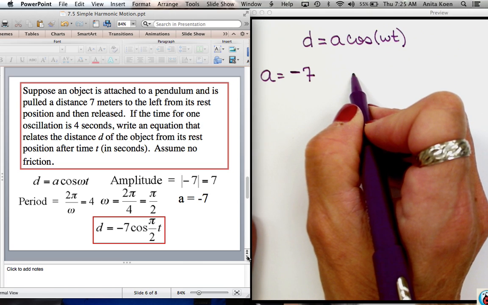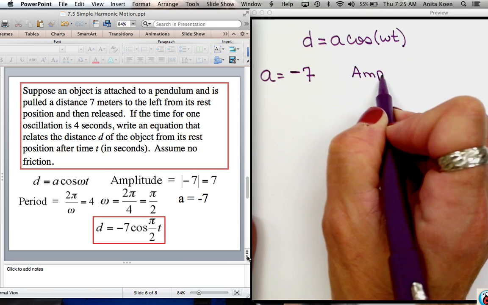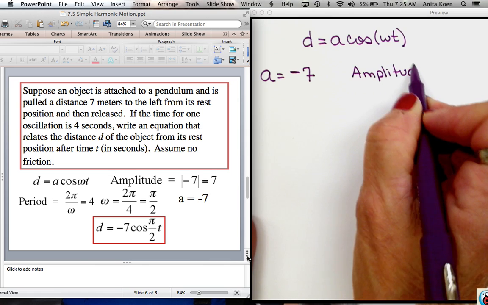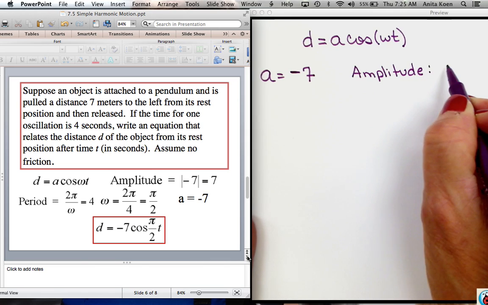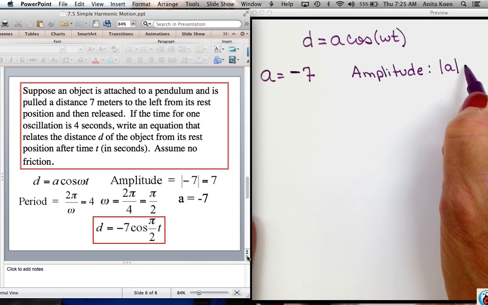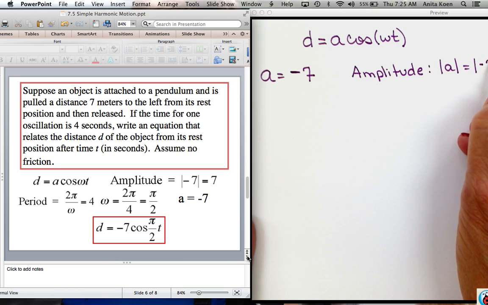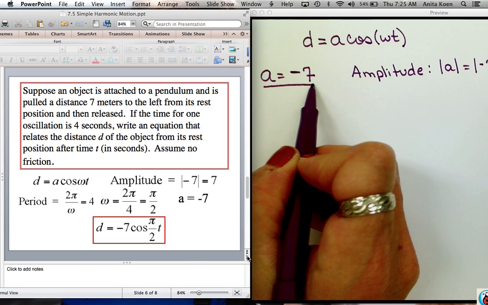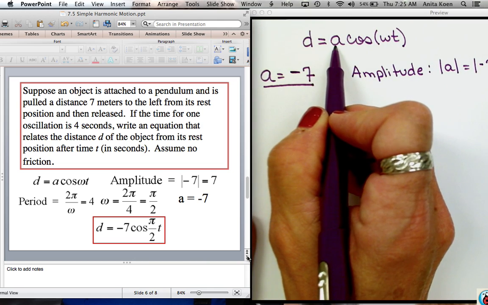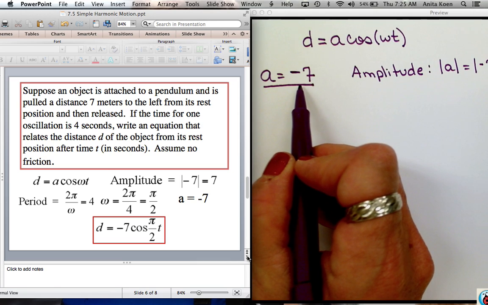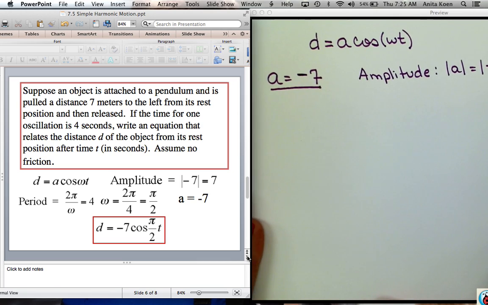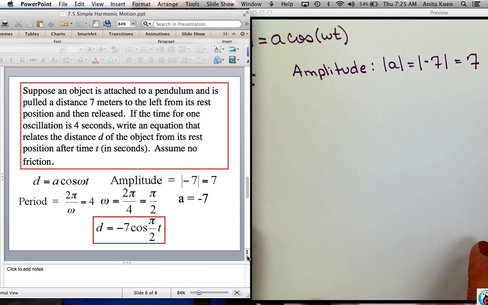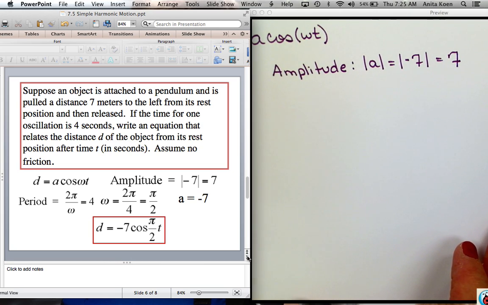From this, if we wanted to know our amplitude, we could find it because the amplitude is always the absolute value of A, which in this case would be the absolute value of negative 7, which is 7. However, A is what we're going to use in our formula because it's not the absolute value of A here, it's just A.